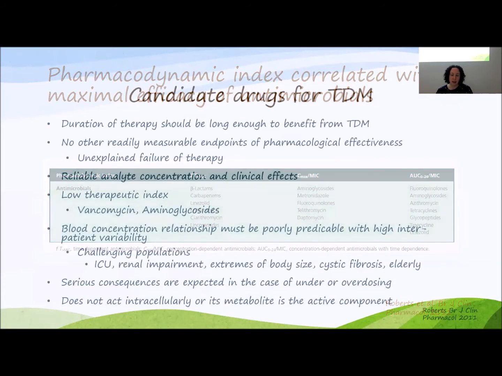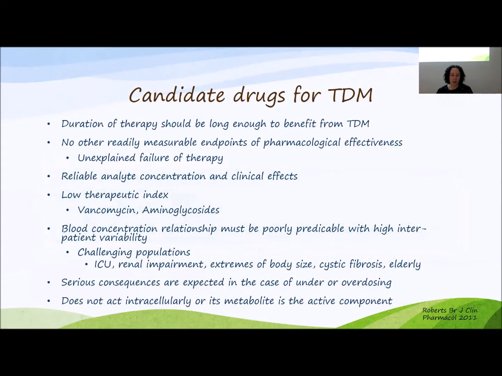So this was a list from a paper written by Jason in 2011 about candidate drugs for TDM. And traditionally, as has been mentioned previously, HIF and OPAT are very used to monitoring vancomycin and aminoglycosides because of their low therapeutic index. But discussion is more moving around achieving efficacy, particularly in patient populations, I should say, that are more challenging.